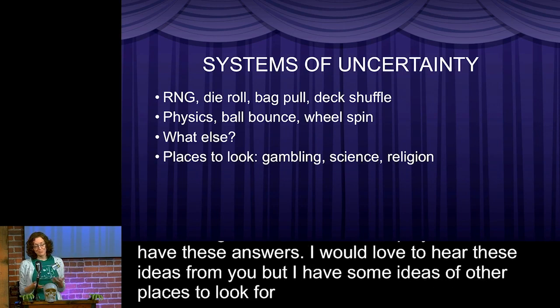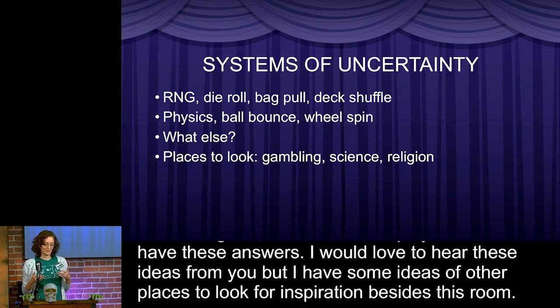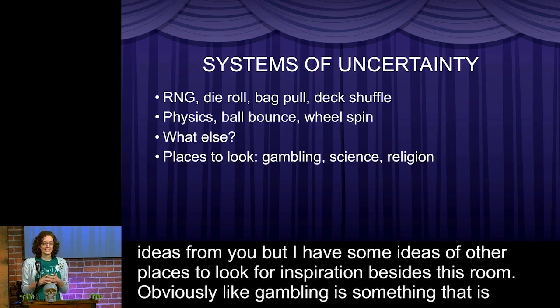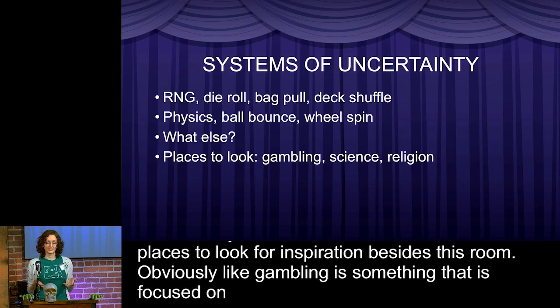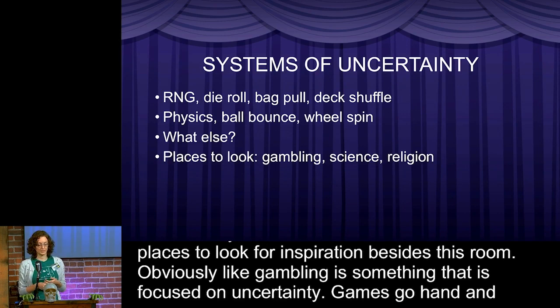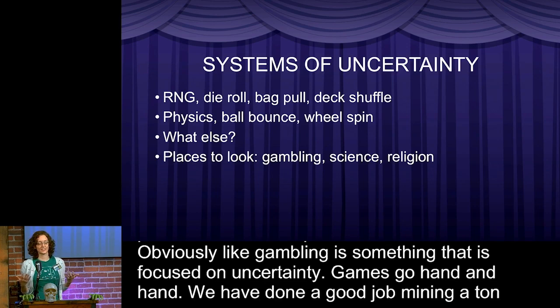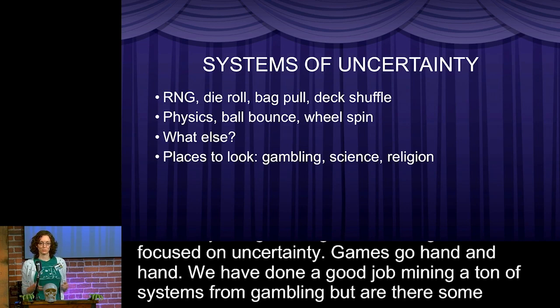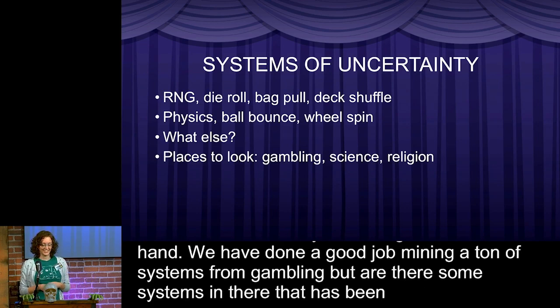Obviously, gambling is something that is focused on uncertainty. Games, they go hand in hand. We've done a pretty good job of mining a ton of systems from gambling, but are there some systems in there that have been overlooked? Gambling spreads across all cultures, and maybe there's some interesting things that we haven't pulled apart yet.